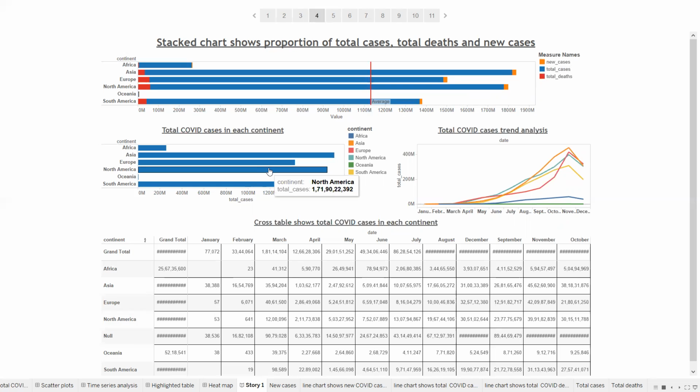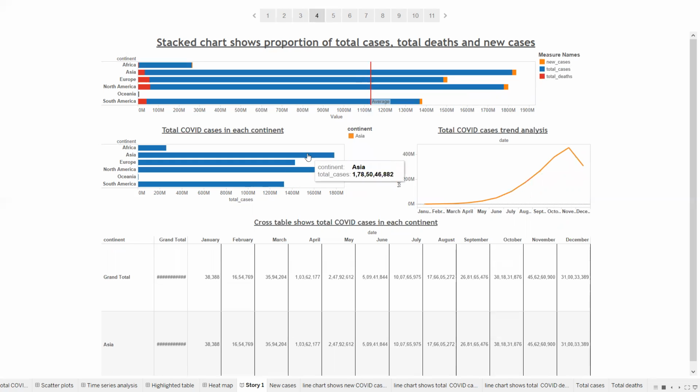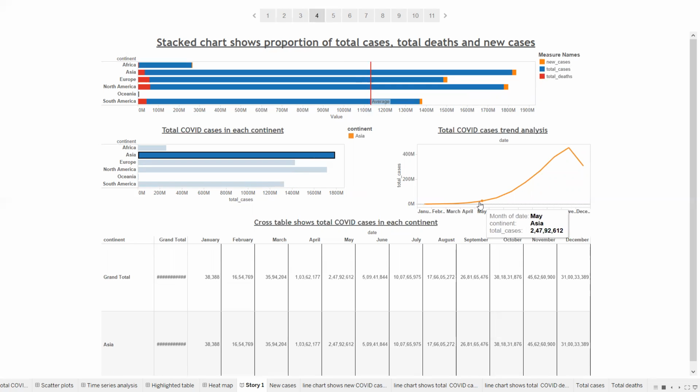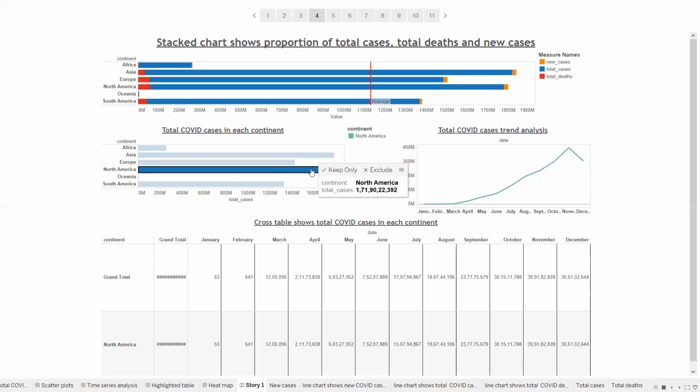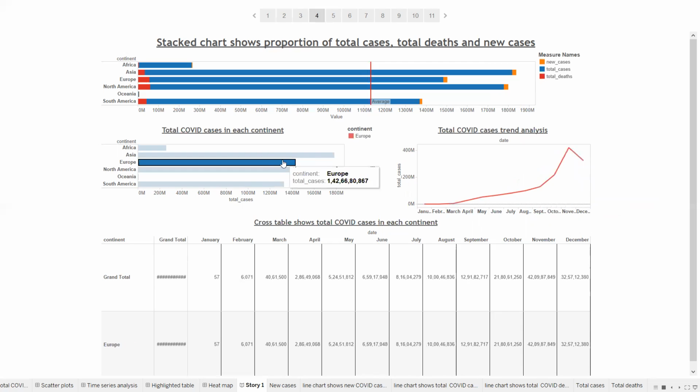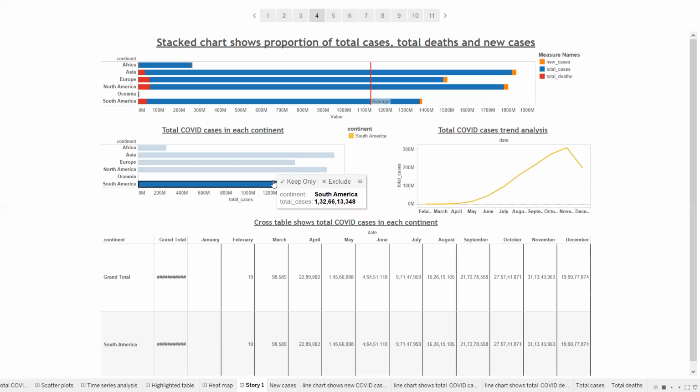Now, if I want to further see the details of, let's say, Asia, I can see its trend here. And from the trend, I can see that the major surge in total COVID cases starts from July to November, right? And similarly, let's say for North America, the surge in total COVID cases starts somewhere around April and it followed up to November. So similarly, I can see for other continents as well.